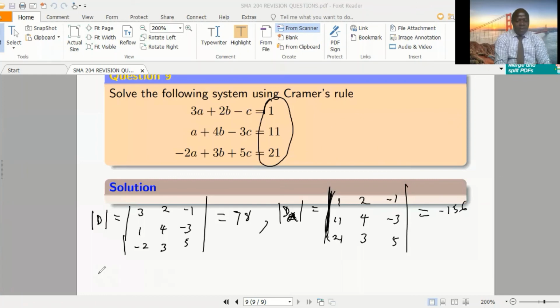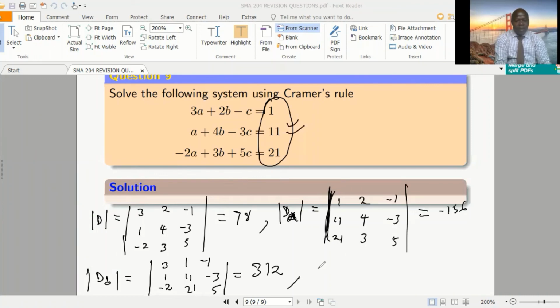Let's find the determinant of dB. So we replace the column of B with 1, 11, 21, but the other columns remain. So this will be 3, 1, negative 2, then the replaced column 1, 11, 21, and this one remains as negative 1, negative 3, 5. When you do this, you get 312.